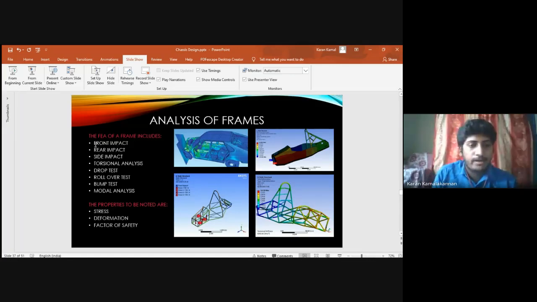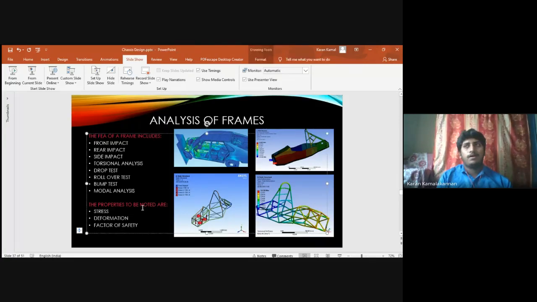What are the types of impact or load case scenarios that we will be facing in simulation? Front impact, rear impact, side impact, torsional analysis, drop test, rollover test, bump test, and modal analysis also. It is so important that I will be explaining it. Other than that, we will also have fatigue and vibration. Other analyses are also there, but we can restrict to these 6 or 7 kinds of impact tests.